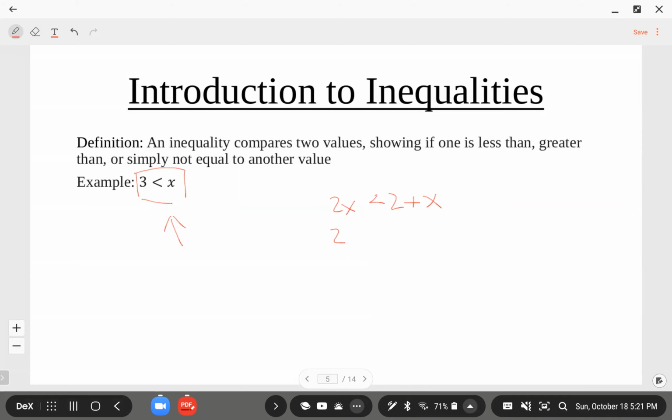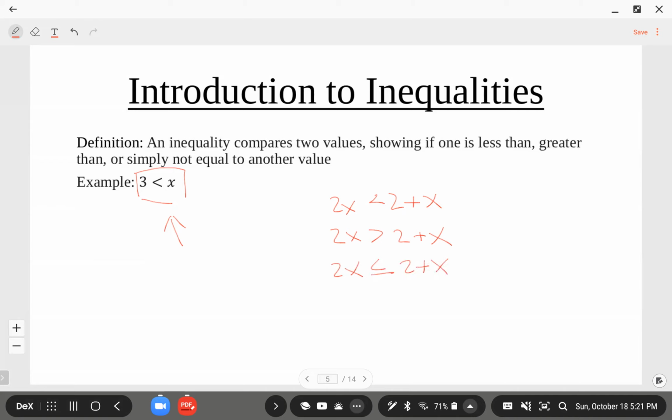There are 4 signs in inequalities. You obviously know less than or greater than, but you probably don't know the third and fourth one. So 2x is less than 2 plus x. Less than is our first sign. Then we have 2x greater than 2 plus x. Next we have 2x less than or equal to 2 plus x.